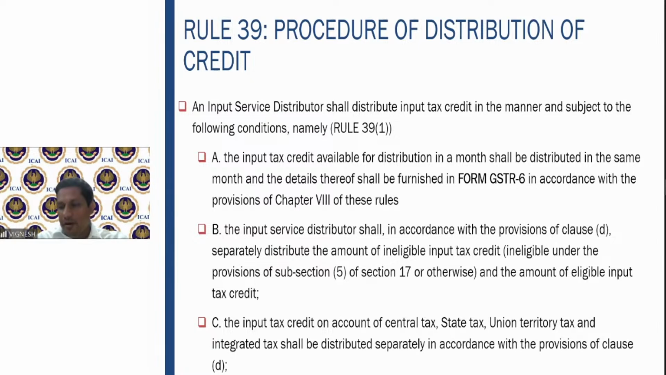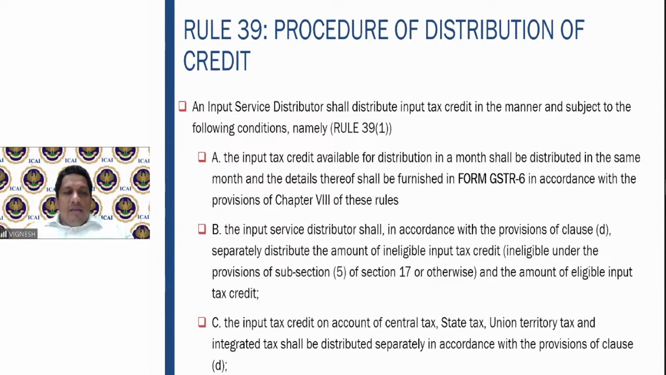So whatever credit you are distributing, you will distribute it in the same month, and whatever credit details you are distributing, you will have to clearly mention in the form GSTR 6 and clearly say how much credit you are distributing to whichever branch. That has to be clearly indicated.